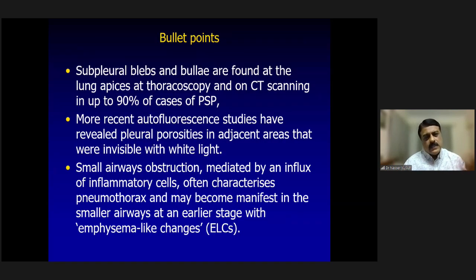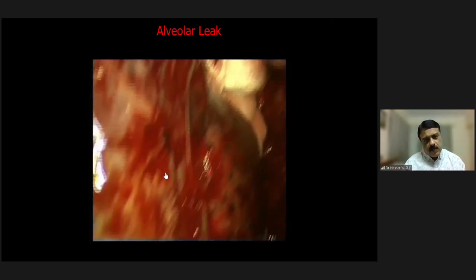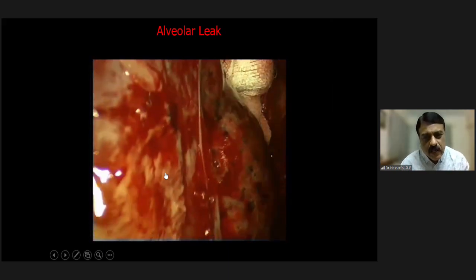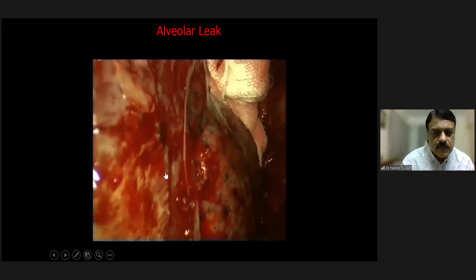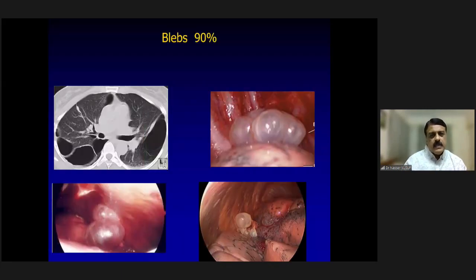So how do these blebs, or how does the pneumothorax appear? It's due to subpleural blebs and bullae, or rupture of them. Usually they are in the apex, and when they rupture, the small tiny blebs cause this kind of air leak. This kind of alveolar leak would seal off in about 7 to 14 days without further ado. The blebs at the apex, multiple blebs, it's a different cup of tea.